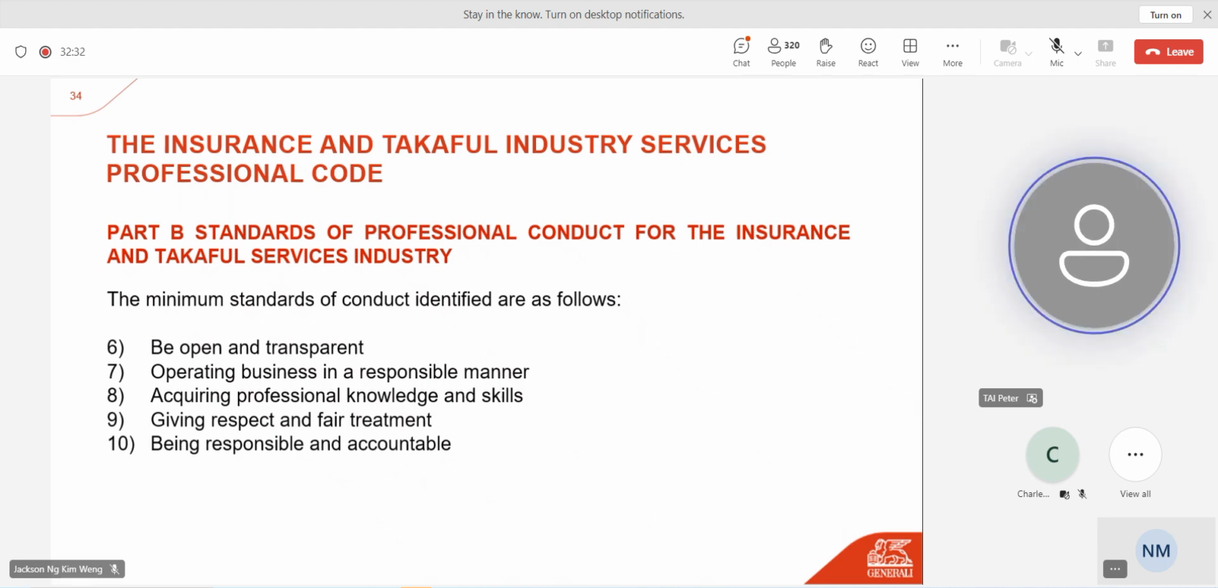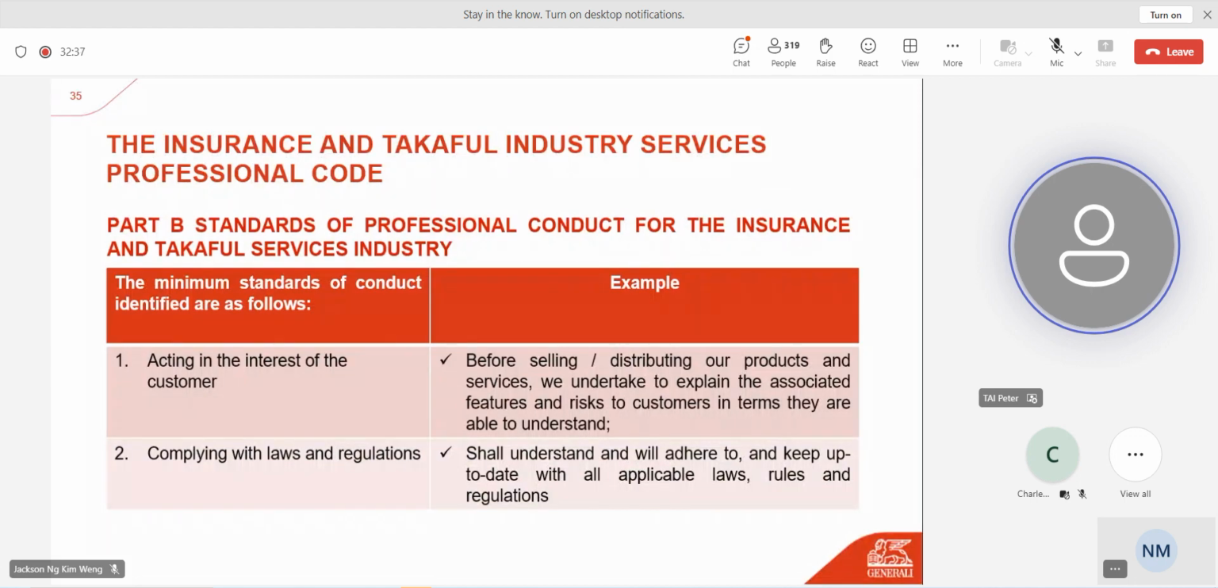Again, being responsible and accountable. This is quite a standard value. I'm going to give you some examples.